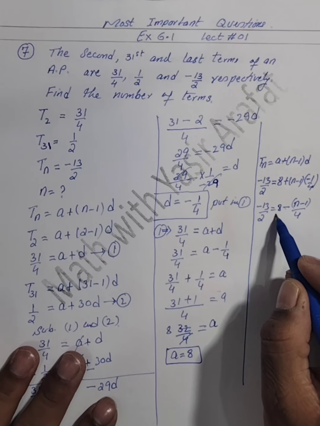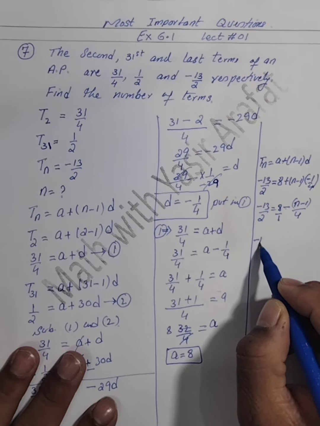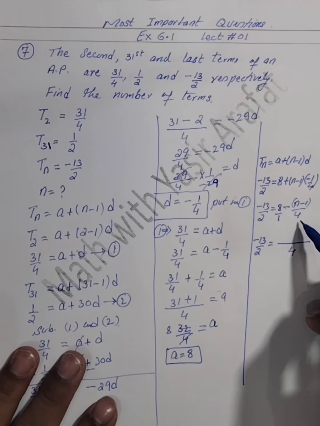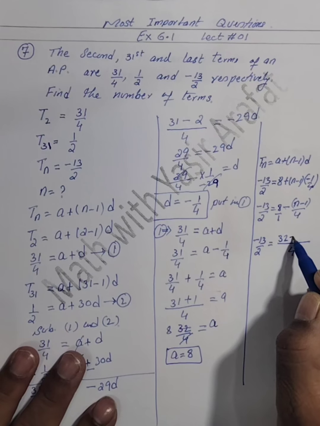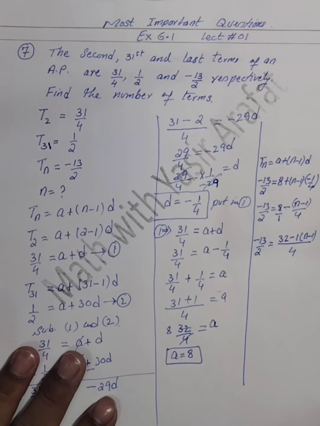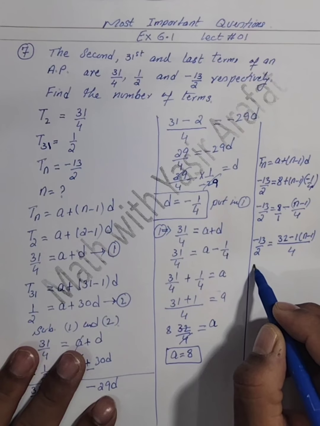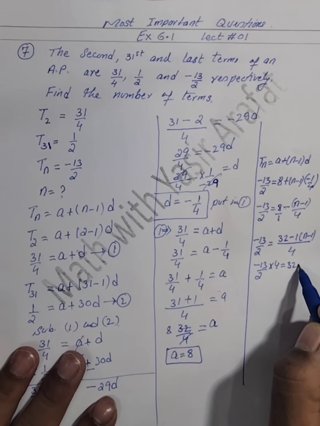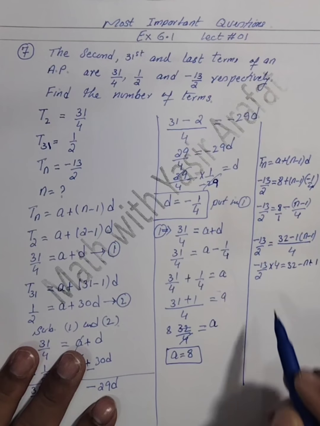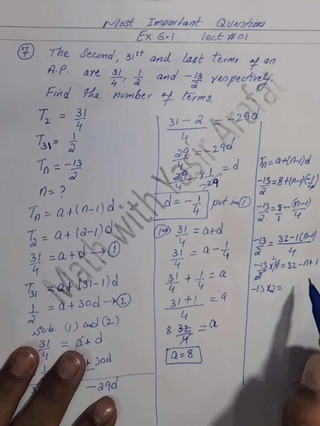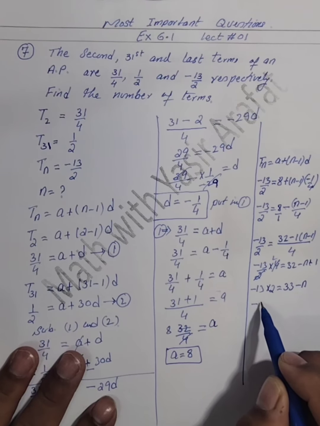So just take out the LCM. If there is no denominator, that means we have a 1 in the denominator. So this is minus 13 over 2 and this is 4. So 8 4s are 32 and then 1 multiplied by n minus 1. So we have to shift this 4 here. So this is minus 13 multiplied by 2 equals 32 minus n plus 1. 32 and 1, 33 minus n. 13 2s are minus 26.